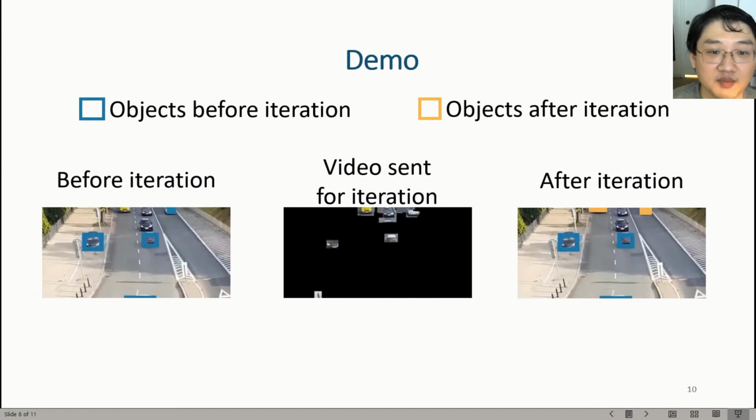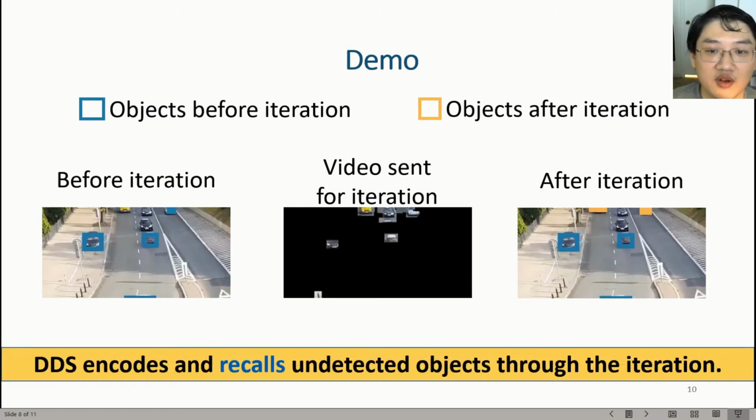From these videos, we can see that when the first video misses objects, DDS will try to encode them in the second video, and ultimately recall them in the third video. From this demo, we can get a sense that DDS encodes and recalls undetected objects through the iteration. Why can DDS recall the undetected objects? The secret lies in the way we generate the video sent for the iteration.